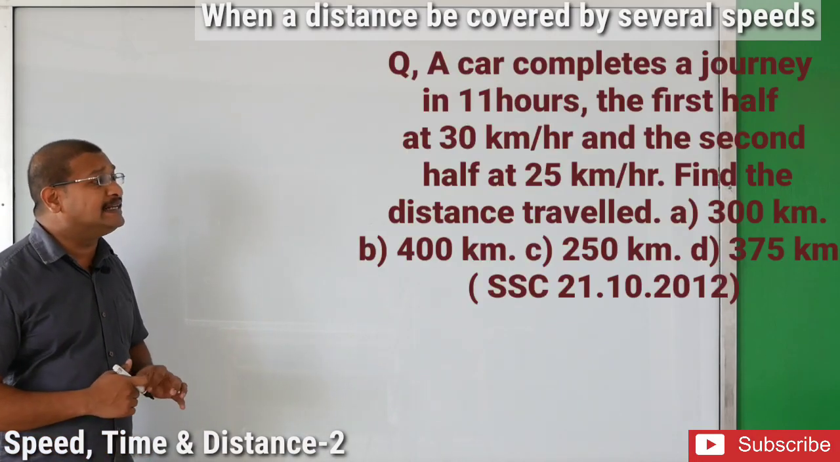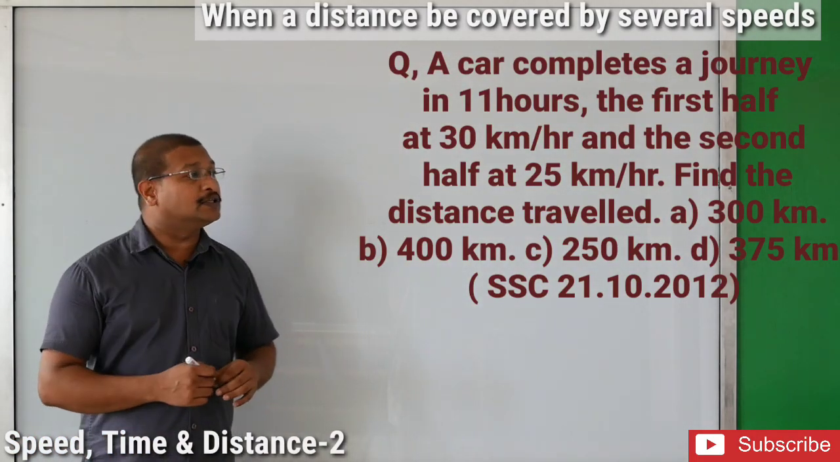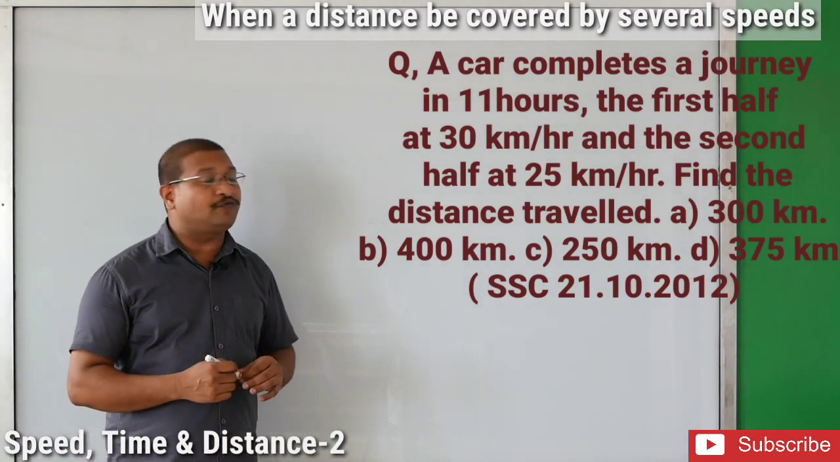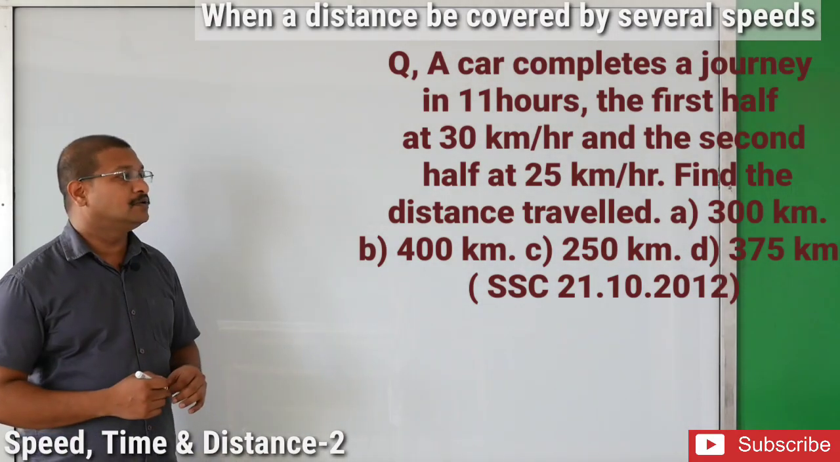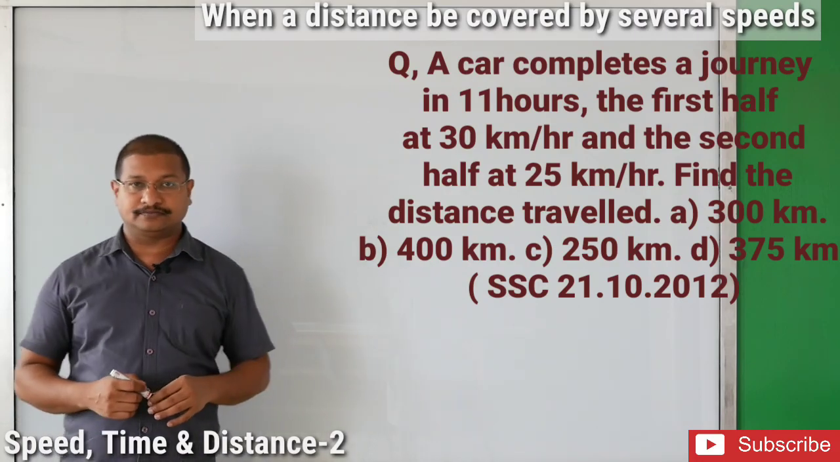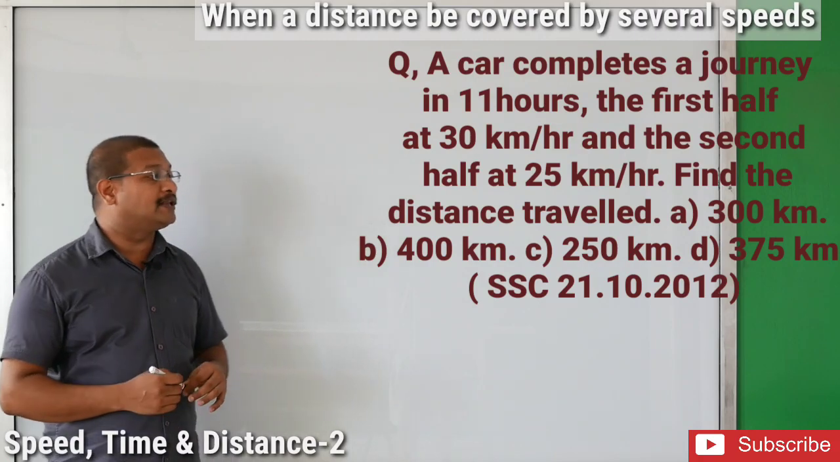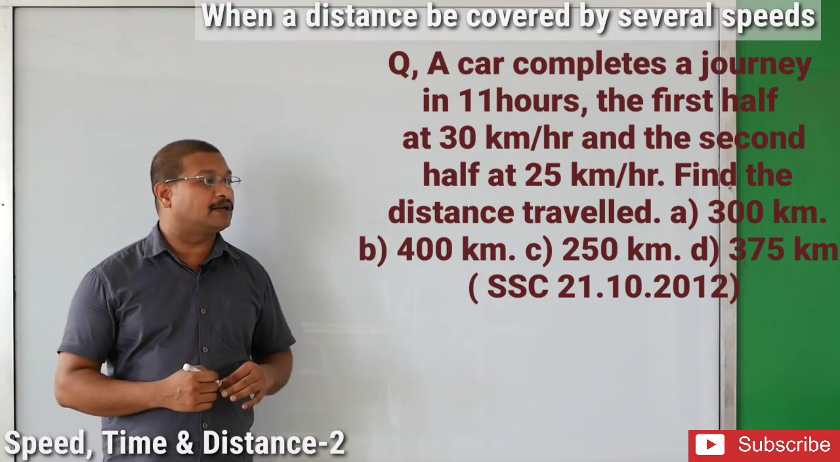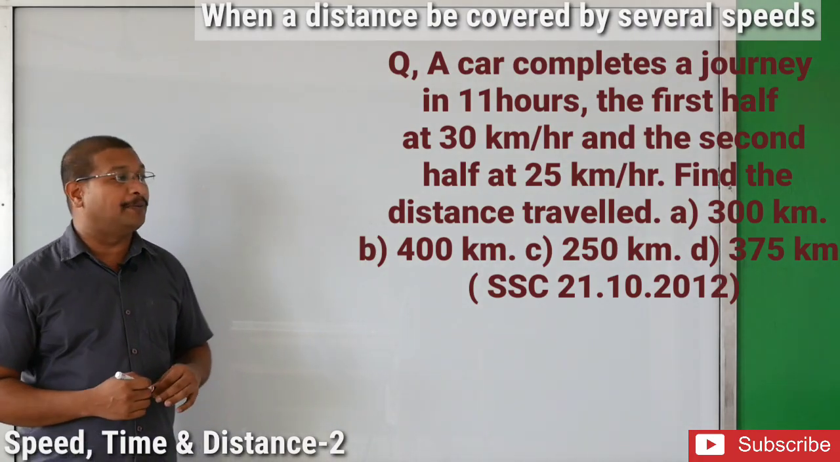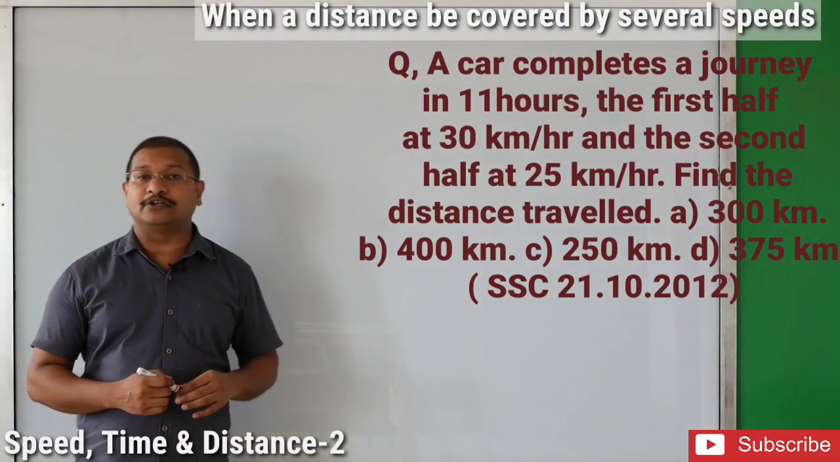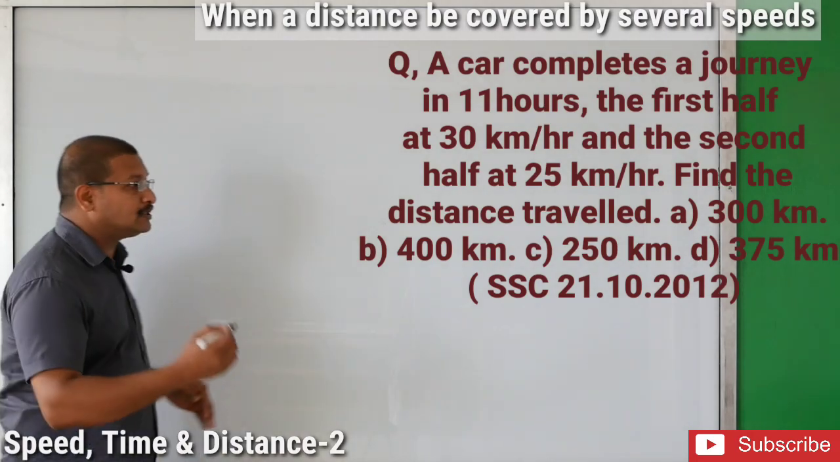A car completes a journey in 11 hours, the first half at 30 km per hour and the second half at 25 km per hour. Find the distance travelled. Option A, 300 km; B, 400 km; C, 250 km; D, 375 km. Of course, it came in the SSC 21-10-2012 question paper. Ready? So let's start the work.